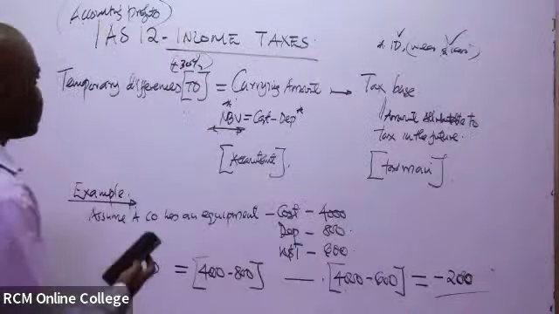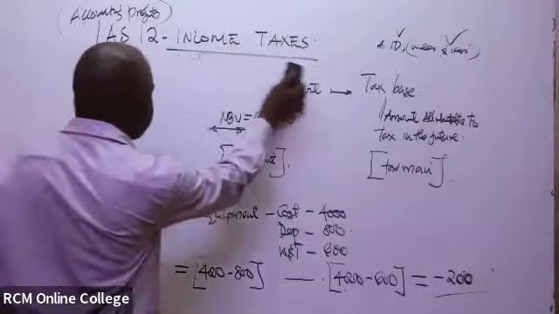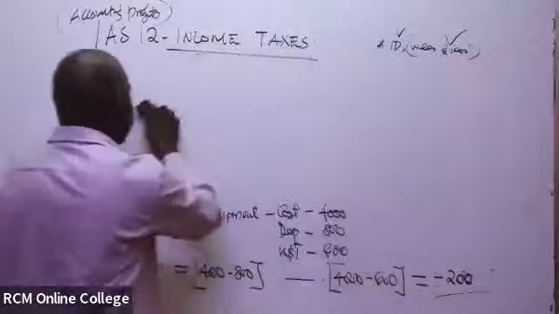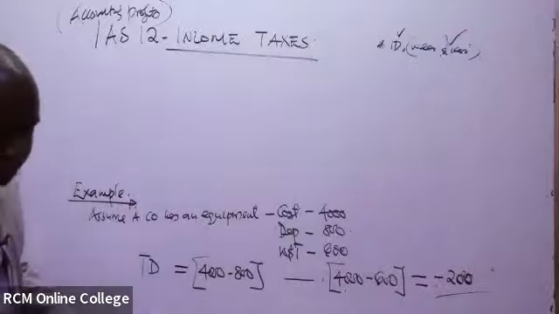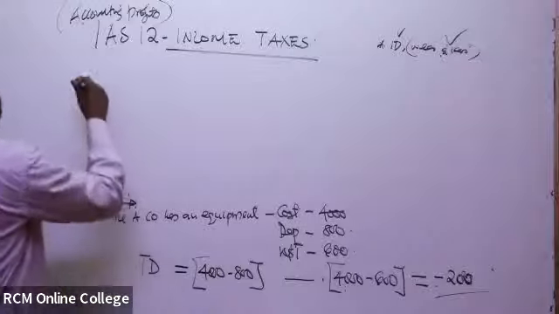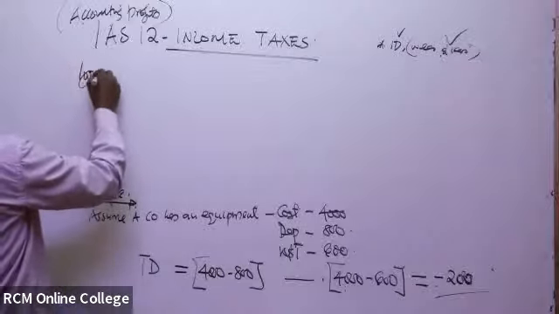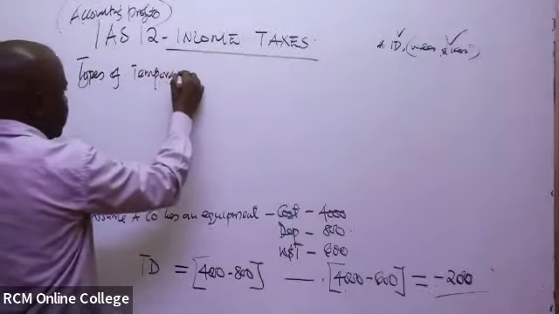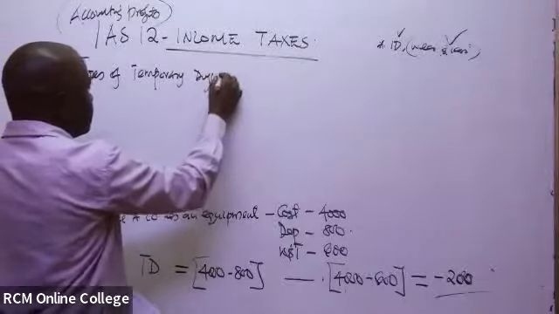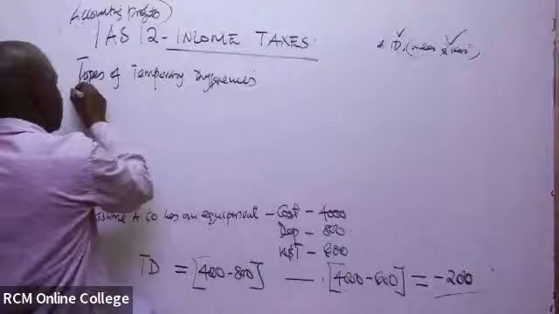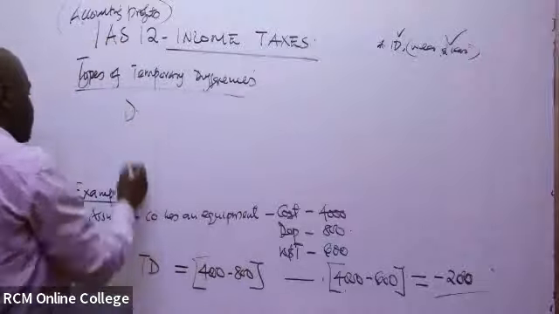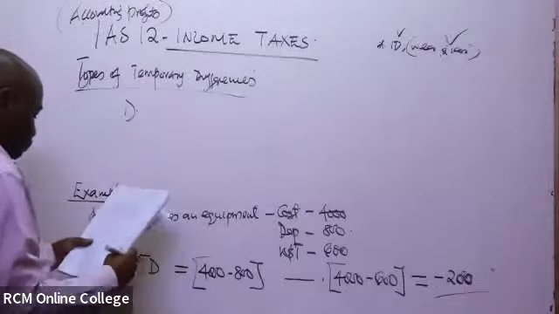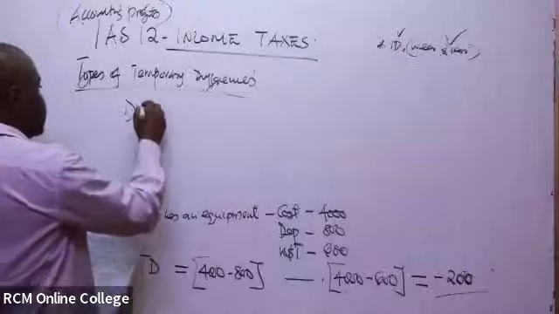You can write something briefly: the types of temporary differences. There are two types. Number one, we can have the taxable temporary difference.